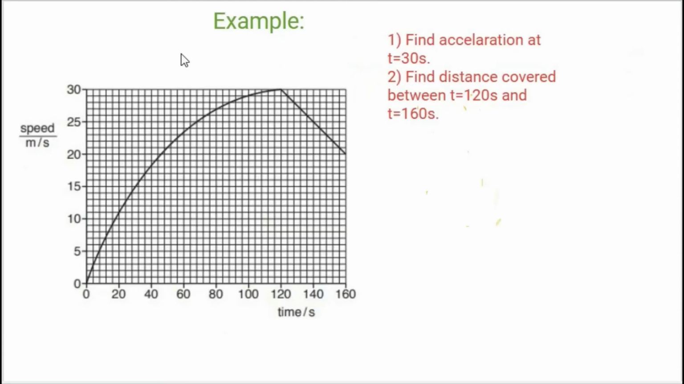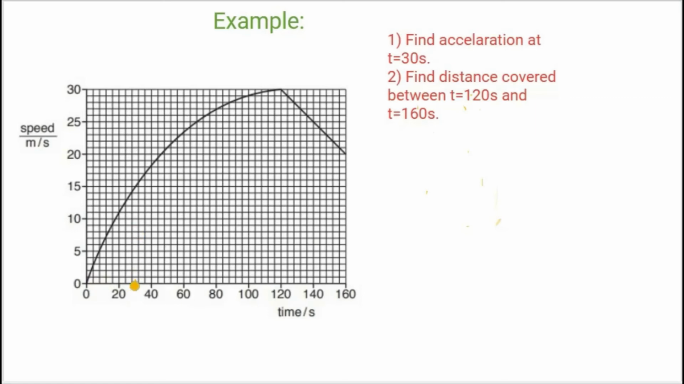Now here we have this question: find acceleration at t equal to 30 seconds. So let's start with that one first. Let's read the graph. There are 5 divisions representing 20, so each must be representing 4 units: 4, 8, 12, 16, 20. If you continue from there, 20, 28, 32. So between 28 and 32, 30 is there. So that's the mark.